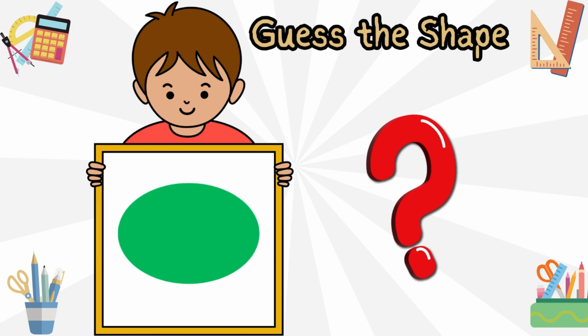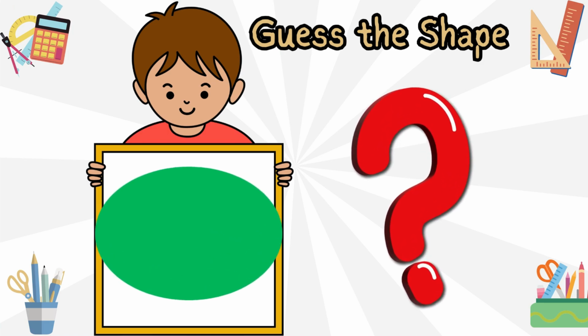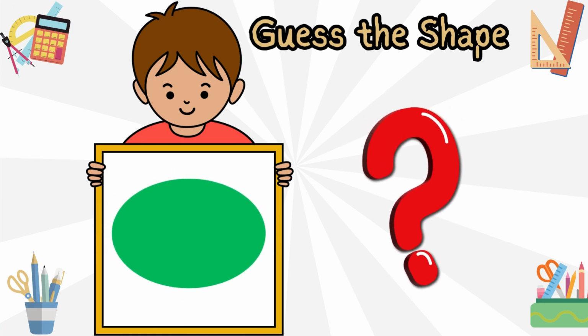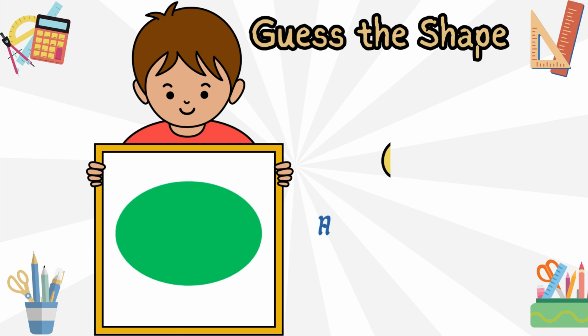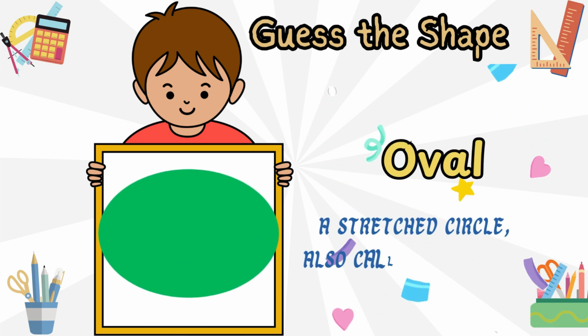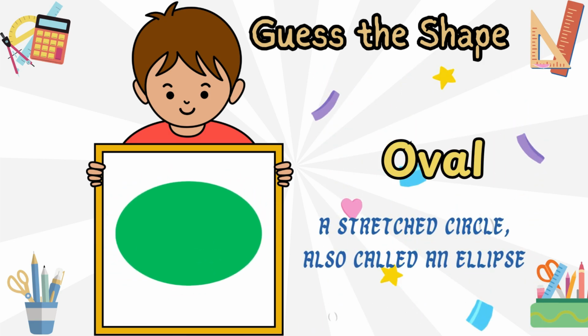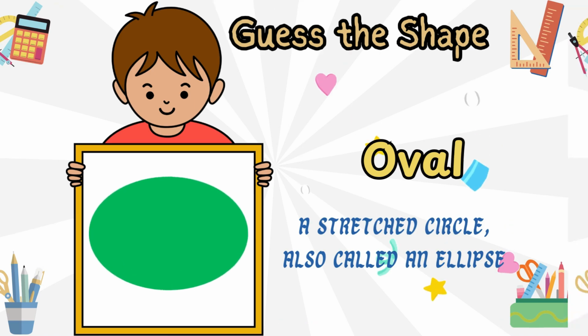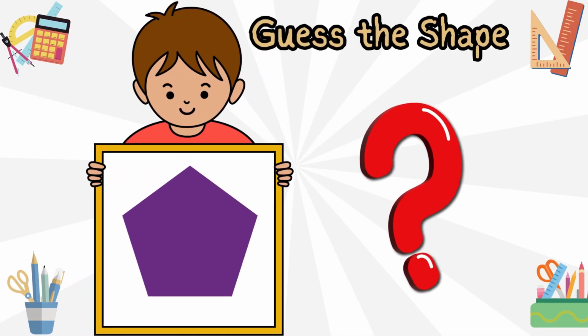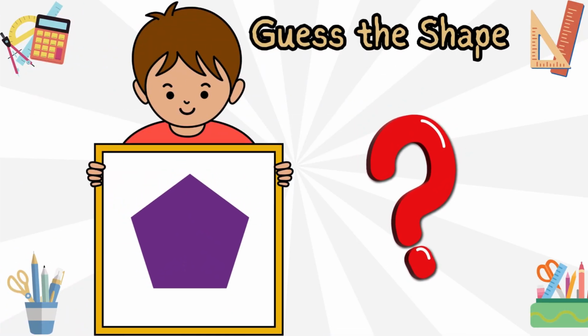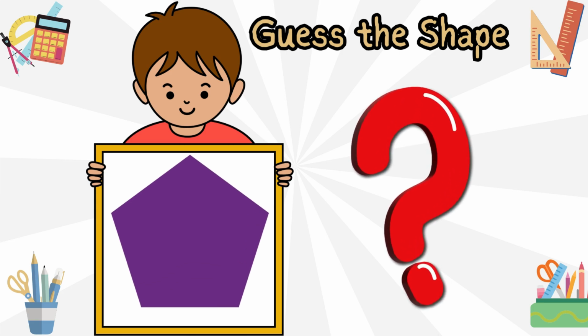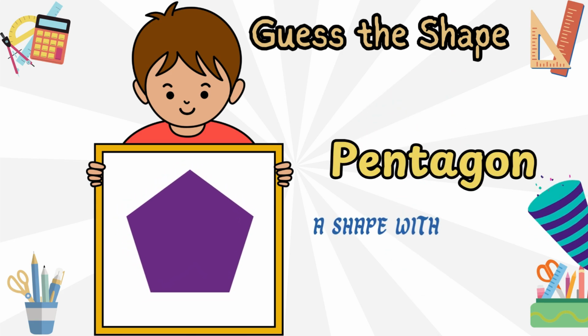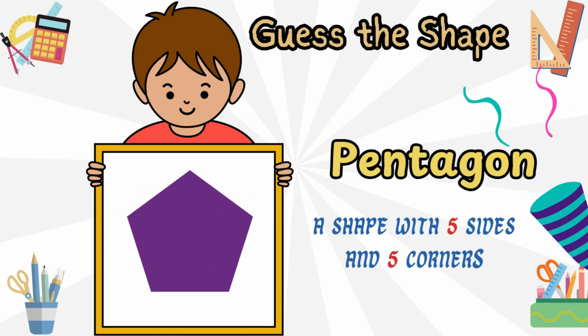Now try this. Oval. A stretched circle, also called an ellipse. Let's see another one. Pentagon. A shape with 5 sides and 5 corners.